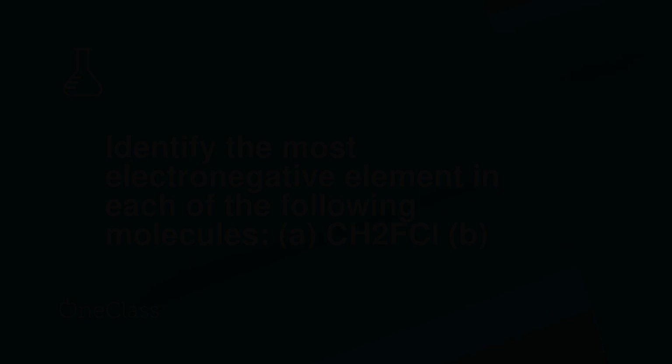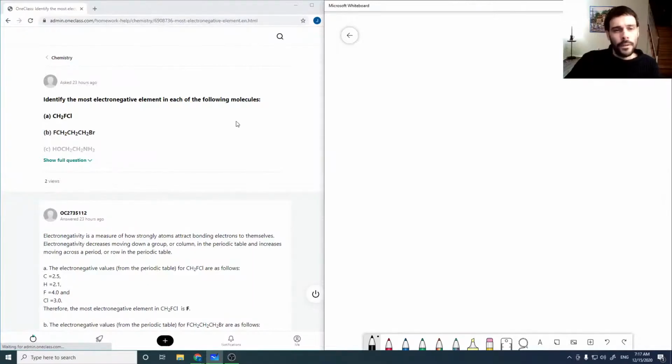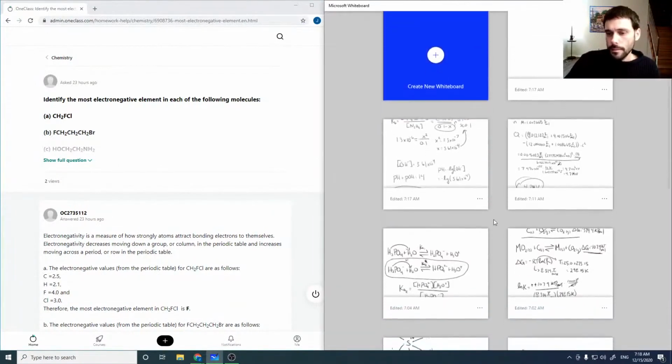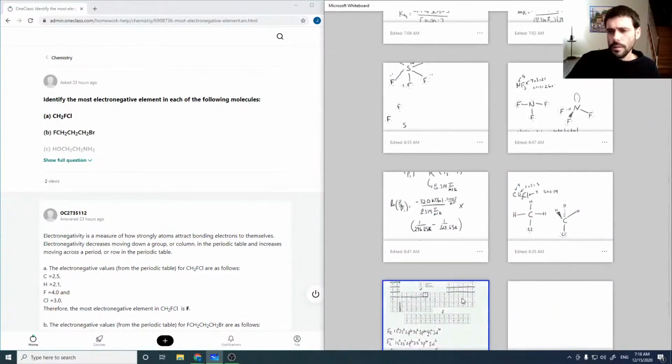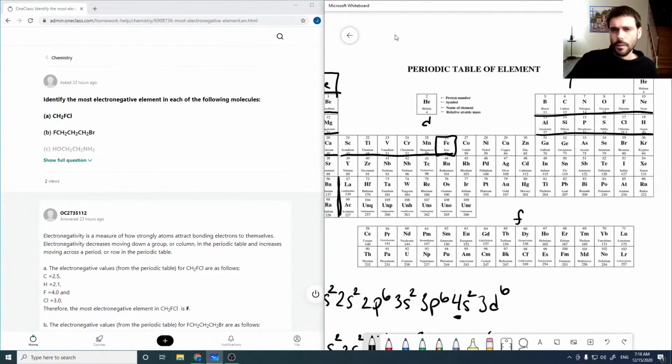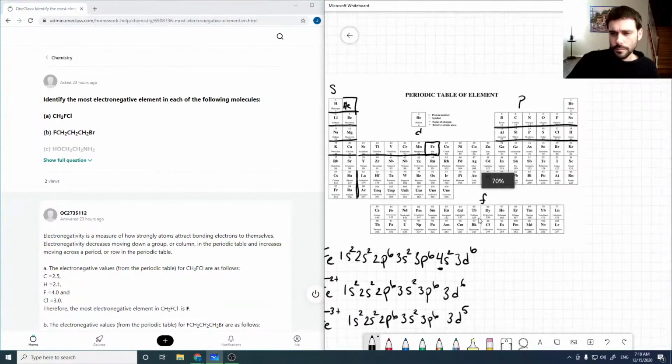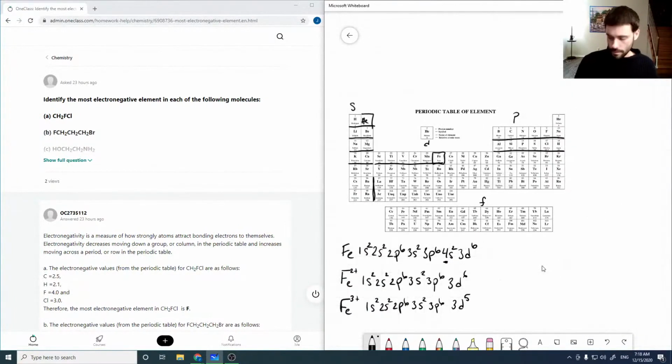But the numbers are all wrong. Okay, so identify the most electronegative element. I'm just going to pull up our periodic table here and erase some of this.